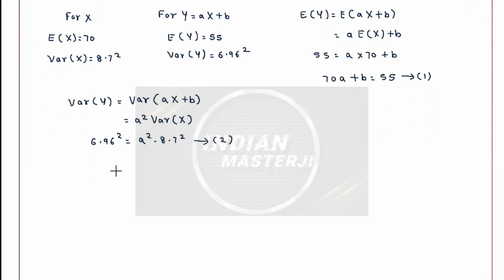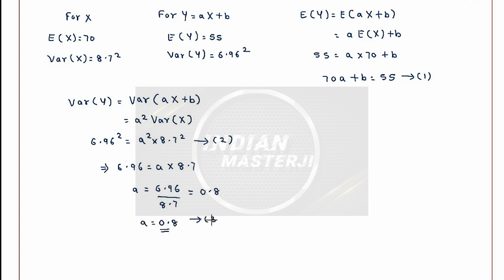Now from equation number 2 can I say 6.96 is equal to a into 8.7. Okay, taking the square roots on both the sides. So here a will be equal to 6.96 divided by 8.7. Correct? So if I solve this, what do I get? I get this as 0.8. That means a is equal to 0.8.